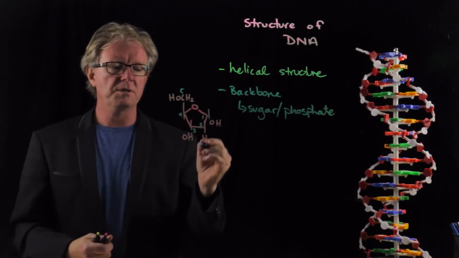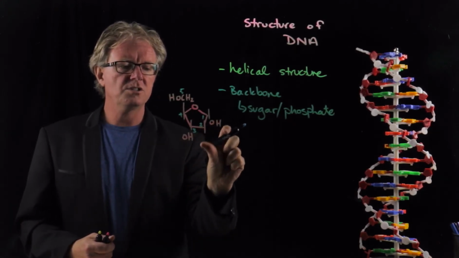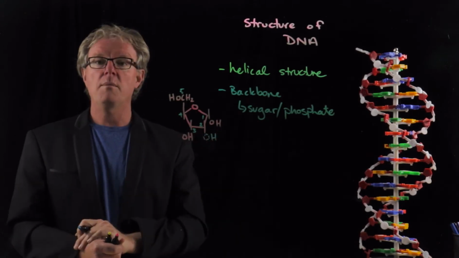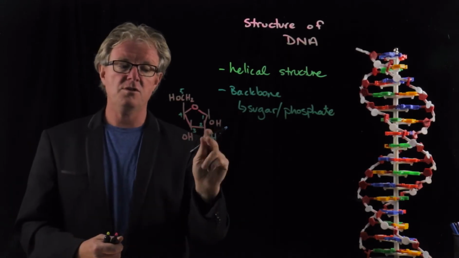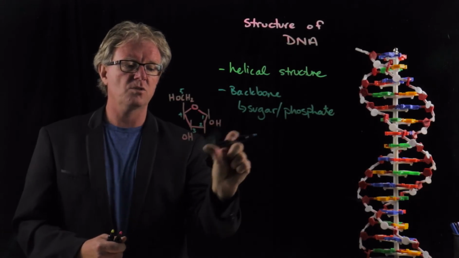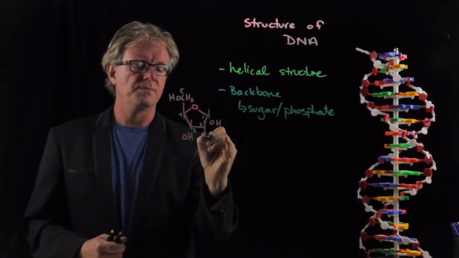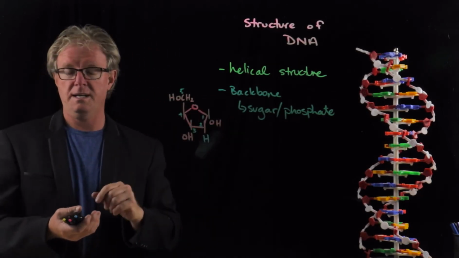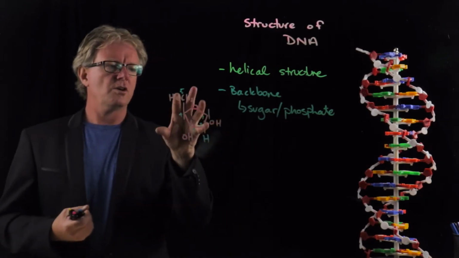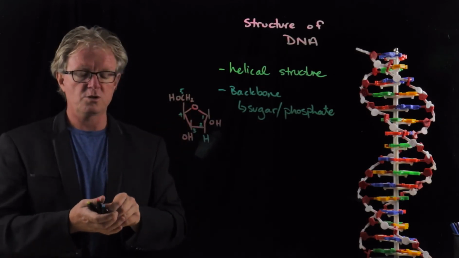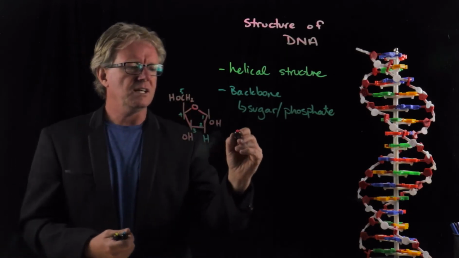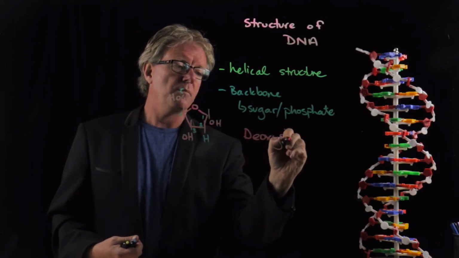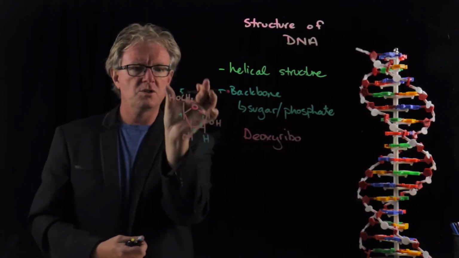Now I'm saying deoxy because there's no oxygen here. If this was just a normal ribose sugar, it would have an oxygen there. It doesn't have an oxygen there in DNA, and so therefore it's called deoxyribose. There we go, just add that there. A little bit smudged, but hey, that's the way the universe works. Alright, so that's our deoxyribose sugar, and the name of DNA is deoxyribo. Right, so there's our sugar portion.